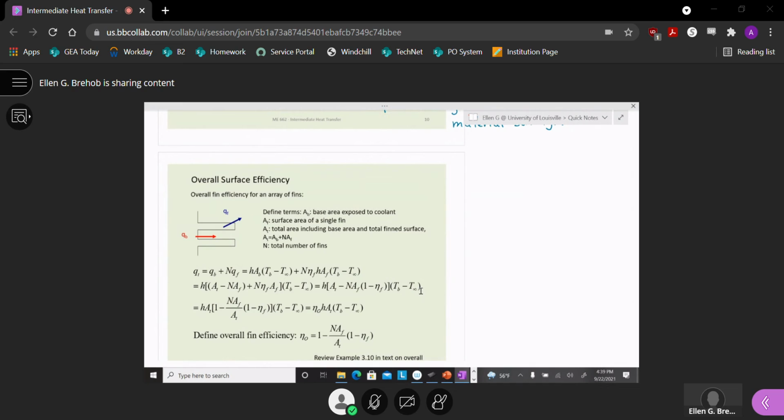This is moving on to a different topic. So I was talking about fin cross-sectional areas. This is a different quantity, and it's called an overall surface efficiency. Okay, and we're going to put a little 0 to distinguish it from fin efficiency, which we have worked with already. And this figure here is showing an example of a chunk of a wall that has some fins on it and it has some base area.